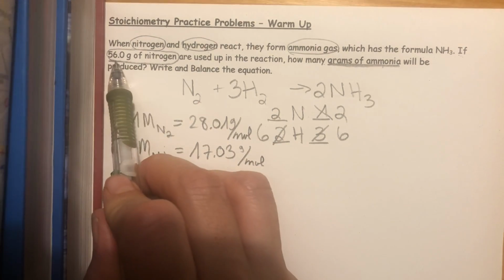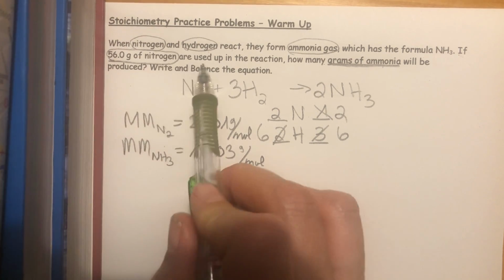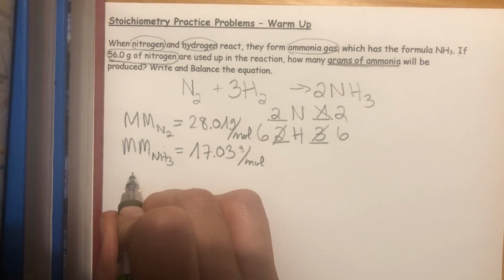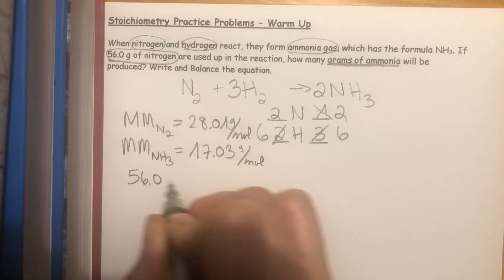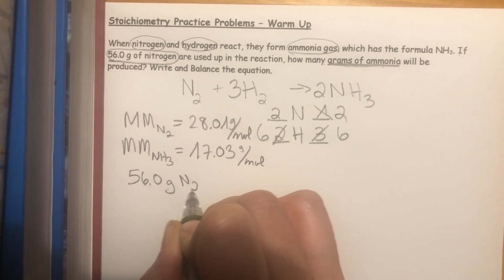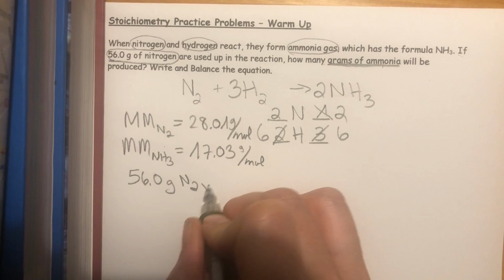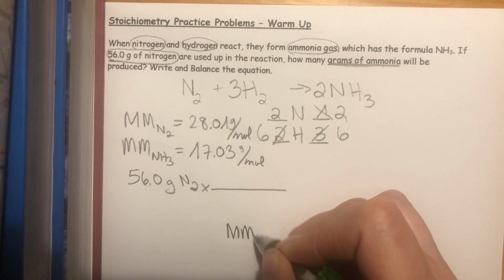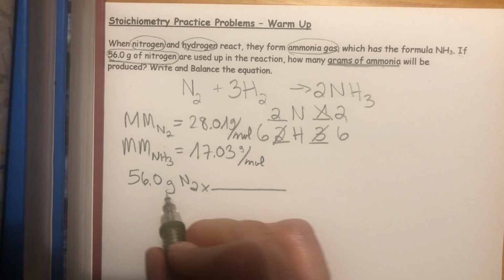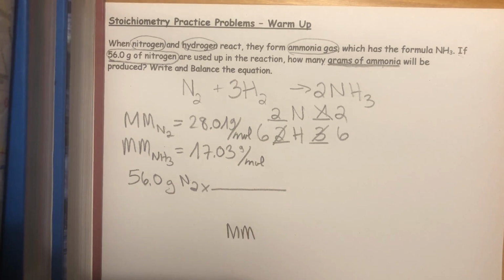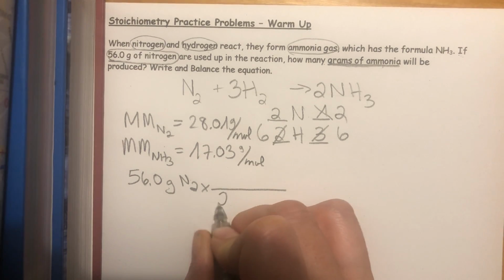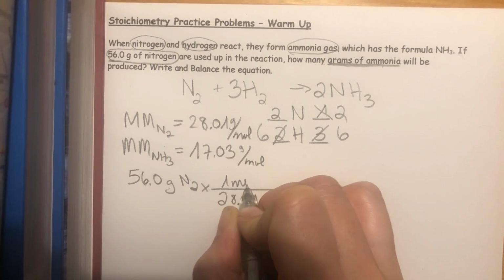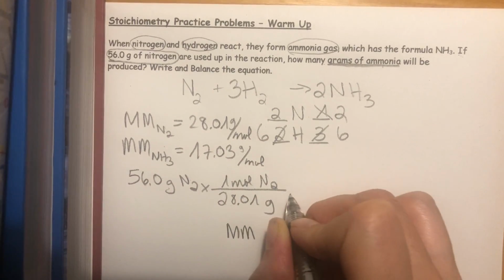I need to reread. If 56.00 grams of nitrogen is used up in the reaction, how many grams of ammonia will be produced? So I'm going to start out with that 56.0 grams of nitrogen. Remembering that the next step is 99% of the time going to be the molar mass. If we have the grams on the top, we've got to have grams on the bottom. So we're going to go to 28.01 grams for every 1 mole of nitrogen.